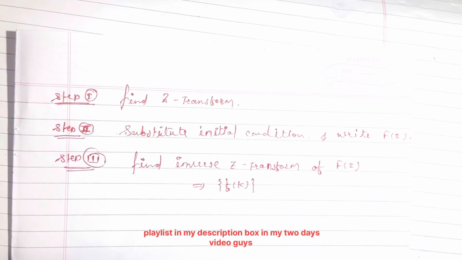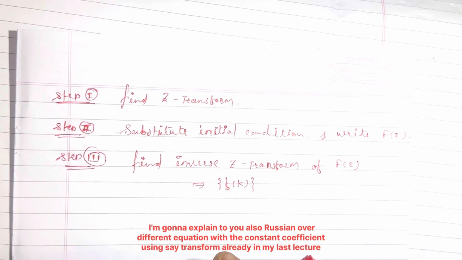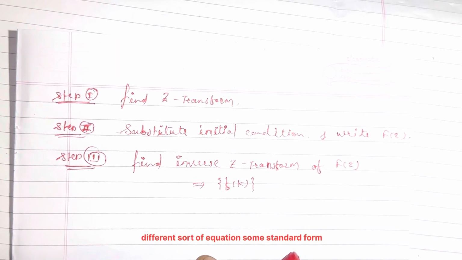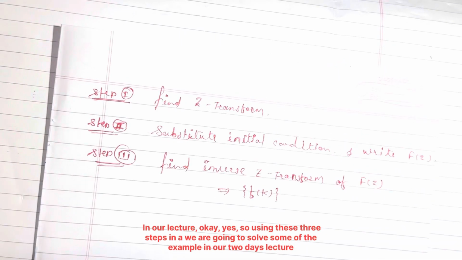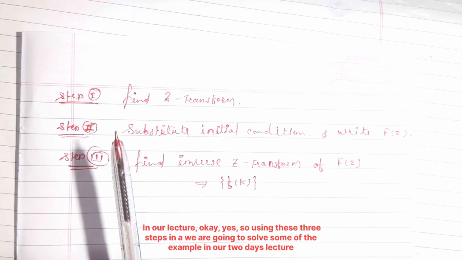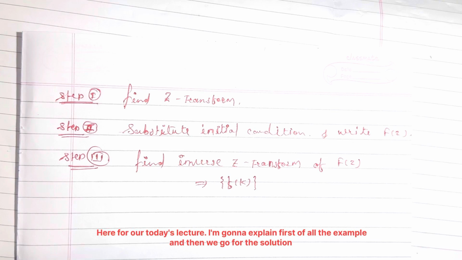In today's video, I'm going to explain the solution of a difference equation with constant coefficients using Z transform. In my last lecture, I explained difference equations and some standard forms. So using these three steps, we are going to solve some examples in today's lecture. Let me write one of the examples here. First I'll explain the example, and then we go for the solution.